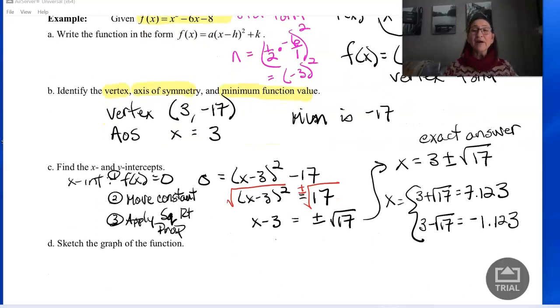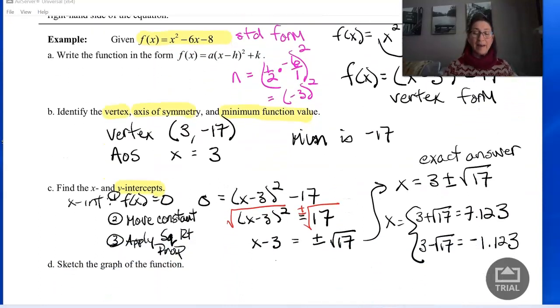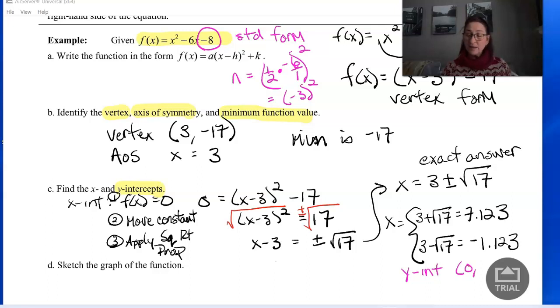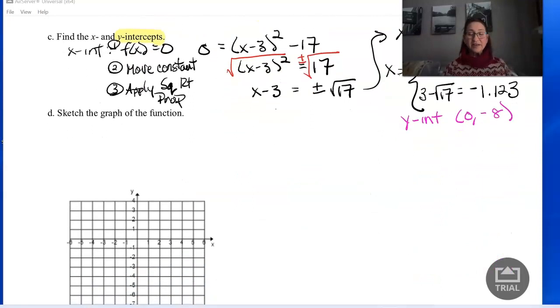Well, now I have numbers that I can actually graph. The only number that I kind of forgot is my y-intercept. So my y-intercept, recall, is going to be, I go back to where I had my standard form, and my y-intercept is just going to be that c value of negative 8. So these are my x-intercepts that I just did. My y-intercept is going to be 0, negative 8. Okay? All right.